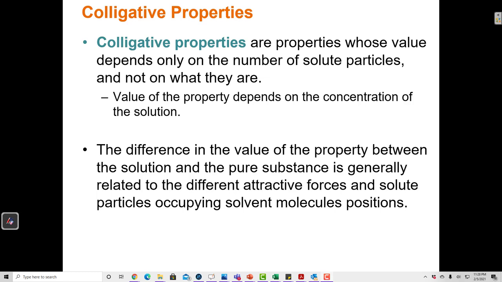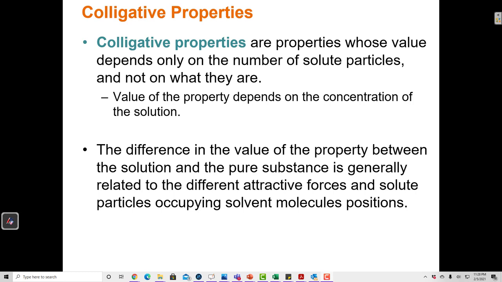In this video, I'm going to cover colligative properties. Colligative properties are those whose value depends only on the number of solute particles and not on what kind of particle they are. This is kind of counterintuitive, because it doesn't matter if I put in polar solute particles or non-polar solute particles. It doesn't matter what the chemical nature of those solute particles is. All that matters is how many of them there are.